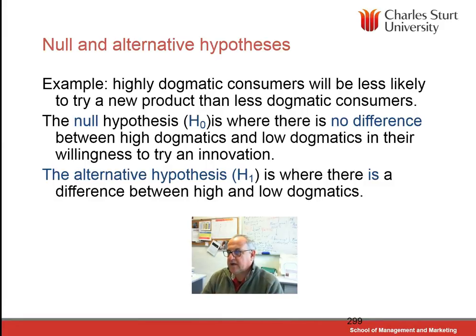So this is really just giving you one more example here from research. We're in business research, and this is a marketing example. Why? Because I teach marketing. So the example here, as somebody may have written up in their literature review and in their design, is that highly dogmatic consumers will be less likely to try a new product than less dogmatic ones. Dogmatic people are people who hold very strong beliefs; they're less likely to change. So the null hypothesis is no difference between high and low dogmatics in their willingness to try an innovation. And the alternative hypothesis, which you get by disproving the null, as I said, is that there actually is a difference. Okay?